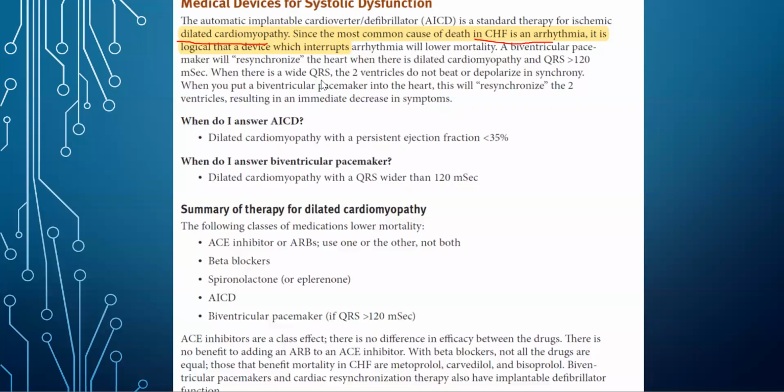So what happens in this implantable cardioverter defibrillator is, whenever you go into an arrhythmia like VT or VF, it will give you a shock and revert you to a normal sinus rhythm. Okay, so the only time you use an AICD is when someone has dilated cardiomyopathy with an ejection fraction less than 35%.